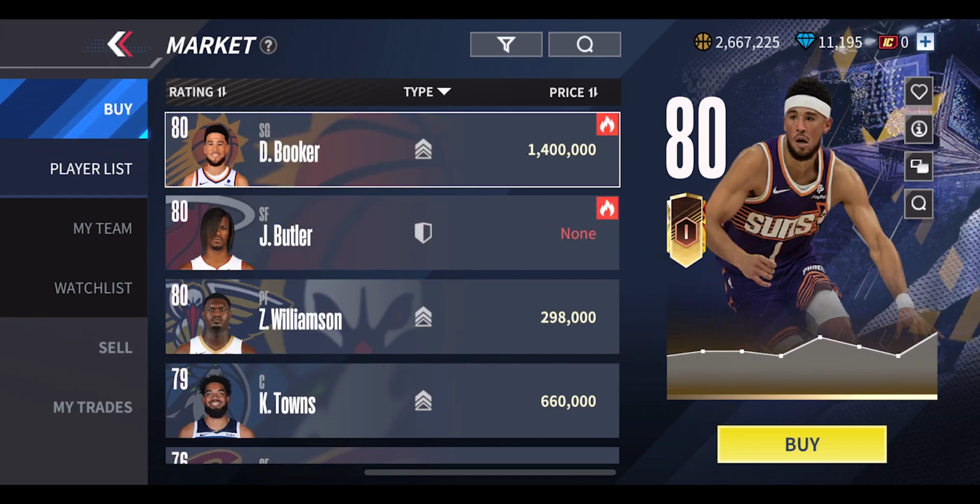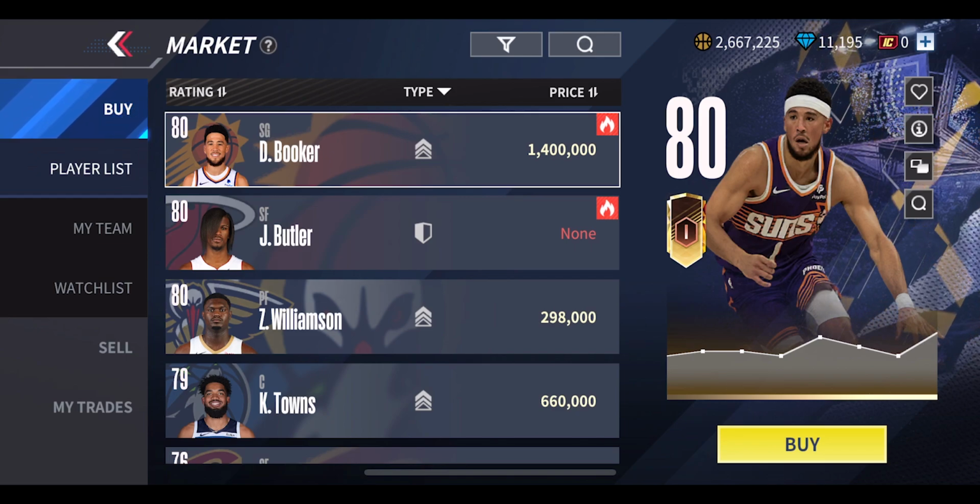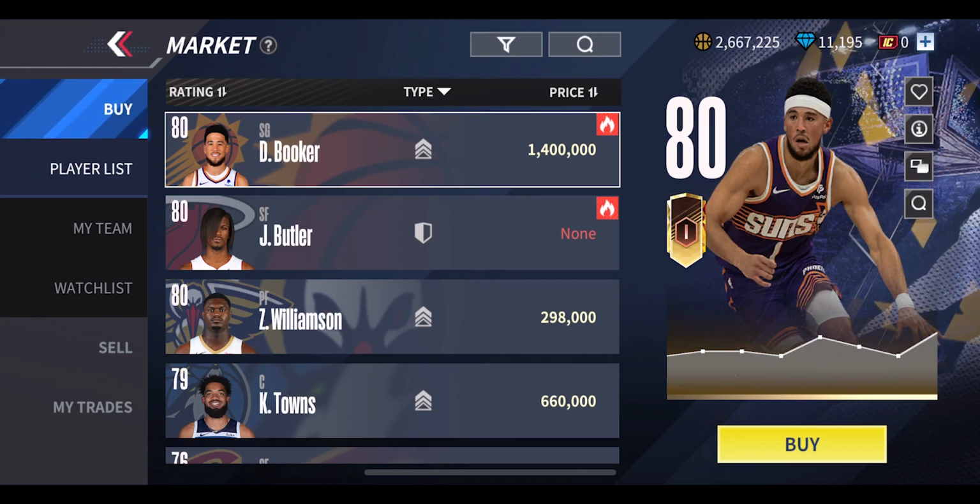So this market works like the stock market. If, for example, there are loads of people selling Devin Booker and not a lot of people are actually buying him, his price will decline over time. However, if there is a high demand for that card, but not a lot of people are selling him, i.e. he is a rare card, then his price will increase.